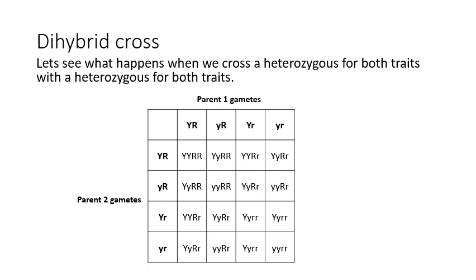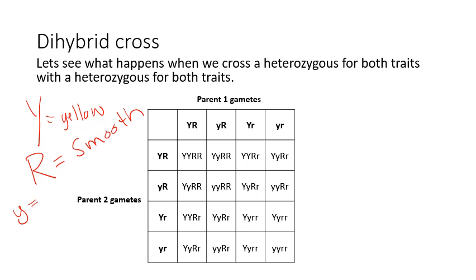Remember, any square that contains the capital Y was yellow, and the capital R was smooth. And we also had the lowercase y, which was green, and the lowercase r, which was wrinkled. Okay, now obviously if we want to show a green phenotype, because it's recessive, we need 2 copies of the lowercase y, and the same with the wrinkled phenotype. If we want to show that, we need 2 copies of the lowercase r.